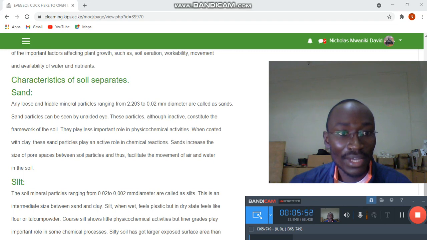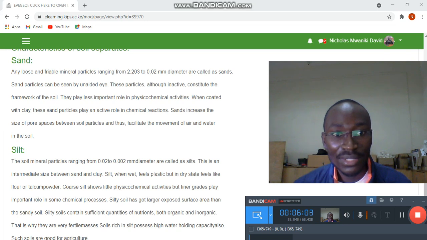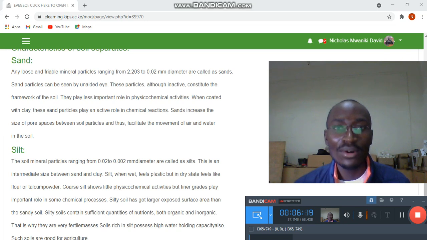When coated with clay, these sand particles play an active role in chemical reactions, and sands increase the size of pore spaces between soil particles and thus facilitate the movement of air and water in the soil. They facilitate easy movement of air and water simply because the particles of sand are large and allow water and air to move freely in between the particles of the soil.